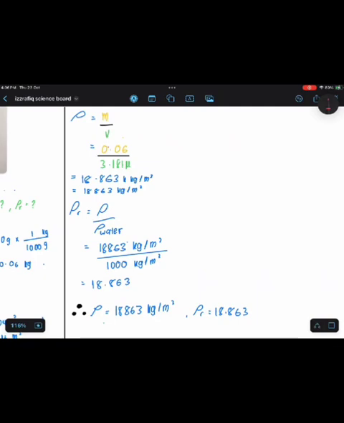Next, we are going to look at the relative density of the metal cylinder. So the formula should be the density that we have found over the reference density. Our reference should be the density of water as given in the formula sheet. We put in the value, thus we get 18.863. There will be no unit as both units cancel during the calculation.